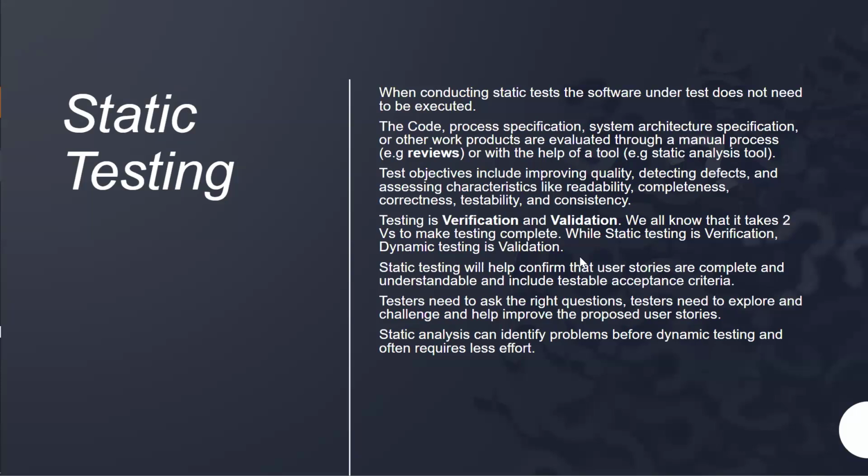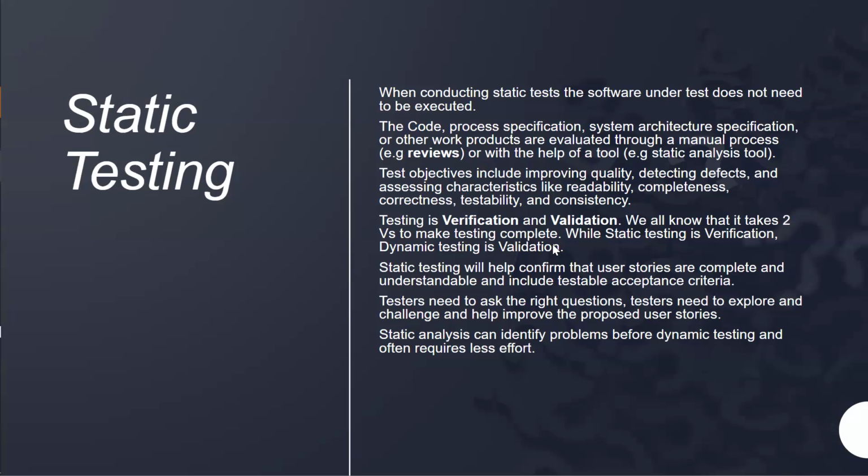So an example is that static testing will help confirm that user stories are complete and understandable, and that they include testable acceptance criteria. So remember when I said when you have the user stories or the requirement specification documentation, you're ensuring that you understand it. Like I said, sometimes it takes 2 weeks for you to understand, depending, it takes 1 week. So static testing is ensuring that you actually understand this documentation, and that it is complete. And then they also have the testable acceptance criteria, because user stories actually have to have acceptance criteria, right? Those are the specifications that have been identified by the product owner.